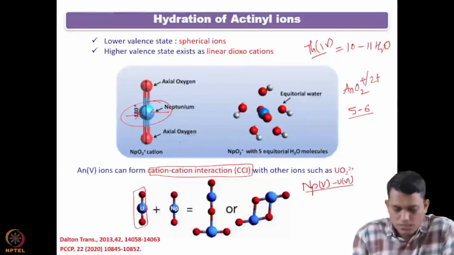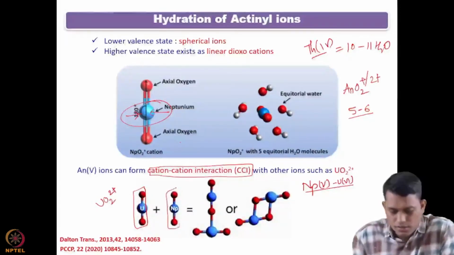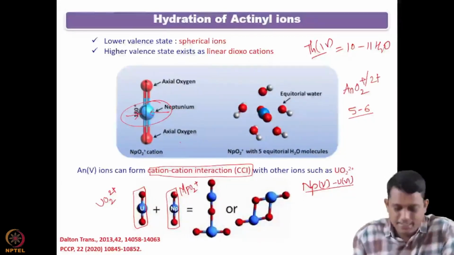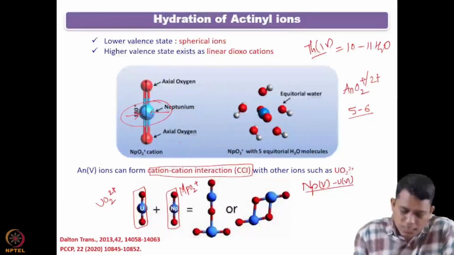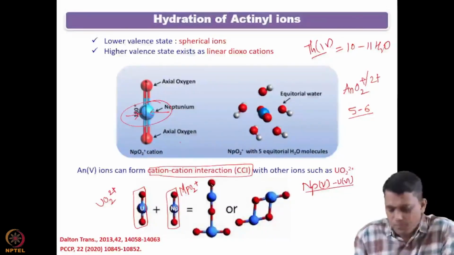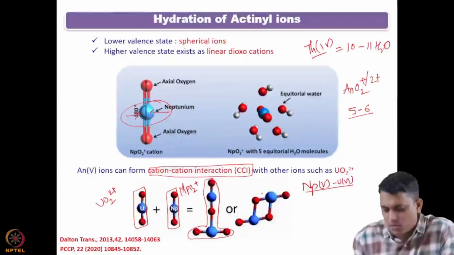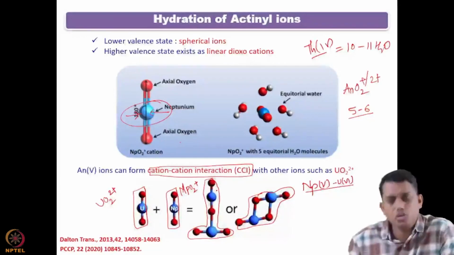So uranium 6, obviously that is UO2 2+, and neptunium, that is NpO2+. Both are linear cations. So when they are present together, the chances are there that the cations can interact with each other. And the modes in which they interact, one is called T-shape and one is called diamond. And these kinds of shapes are very, very common in the solution. Why is the interaction taking place? Why is such an interaction there?